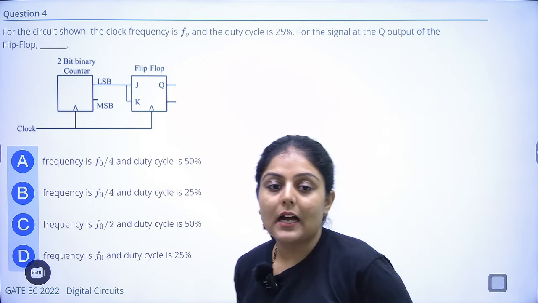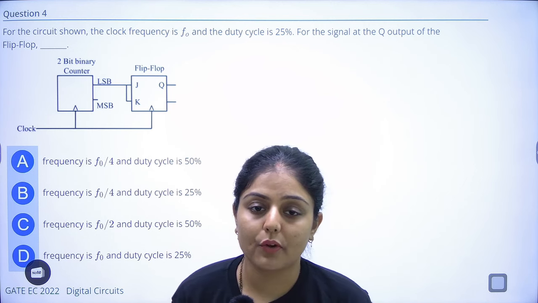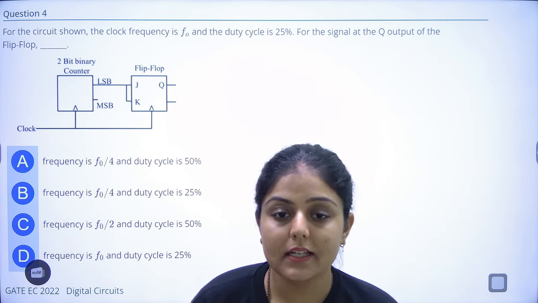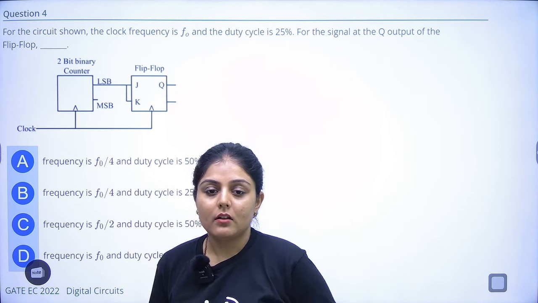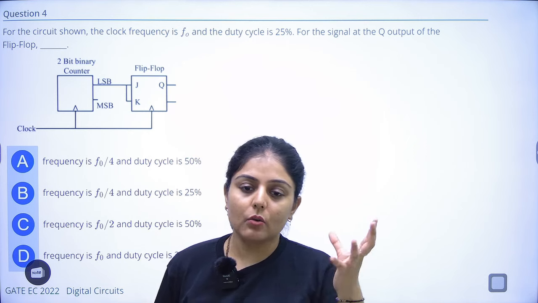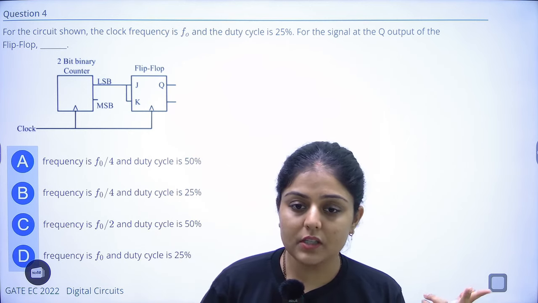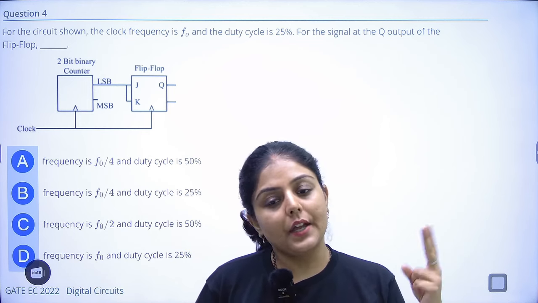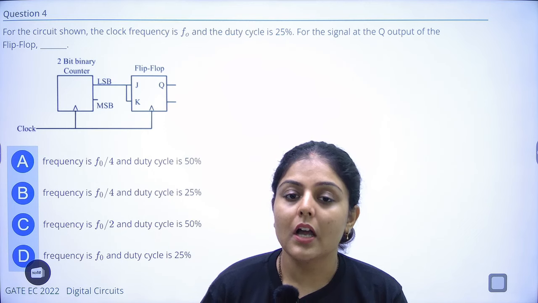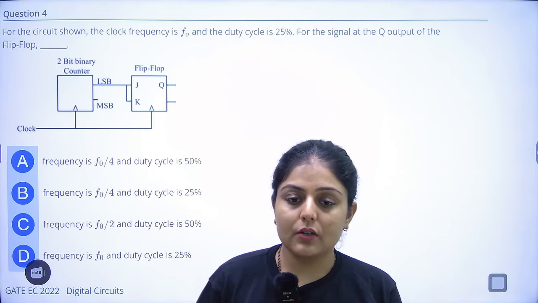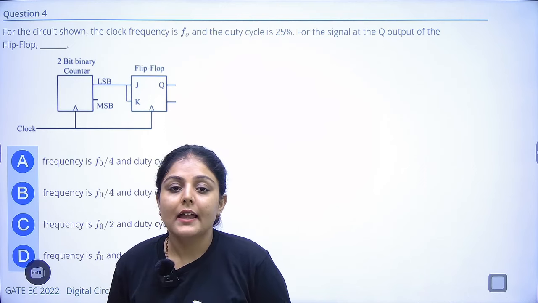Next question says that for the circuit shown, the clock frequency is F0 and the duty cycle is 25%. So what is duty cycle? It is the time for which the output is on. If we talk about digital, there are 2 possible options: either it can be on or it can be off, that is 1 or 0. Whenever it is 1 with respect to total time, that is known as duty cycle, right?